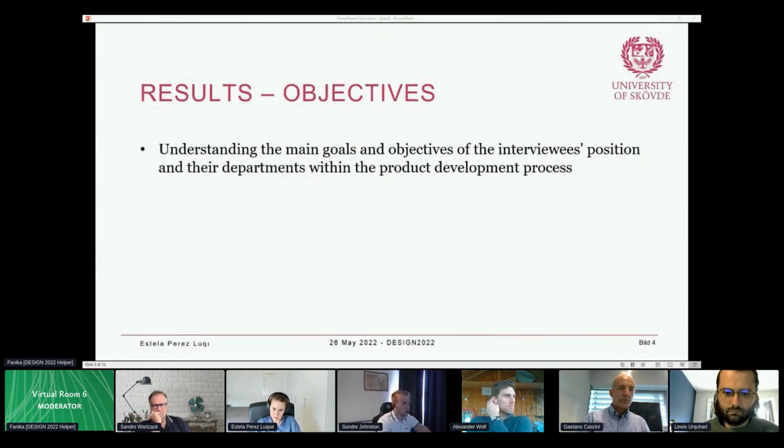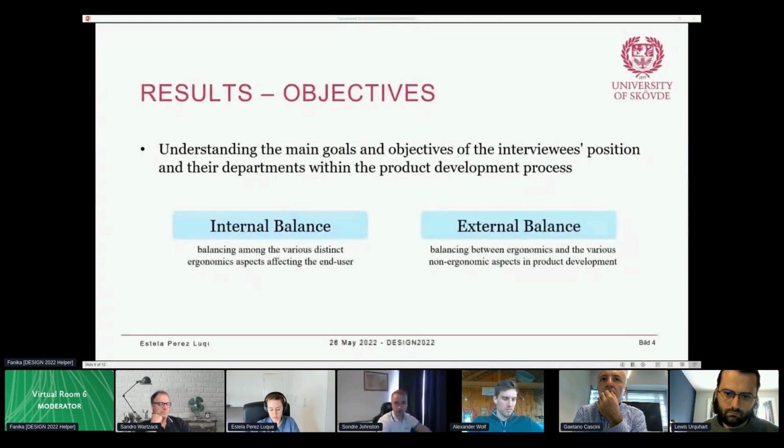The interviewees answered these questions referring to the term balance, and finding a balance between different things. The process of balancing mainly involves identifying specific limits of specific requirements, and also ranking the importance of these different requirements. We have divided this balance into internal and external. Internal balancing covers several ergonomics aspects, finding this balance among ergonomics aspects, and they can be, for example, visibility, reachability, or roominess of the cabin of a vehicle. In contrast, the external balance covers ergonomics with non-ergonomics aspects of product development such as design or aesthetics.